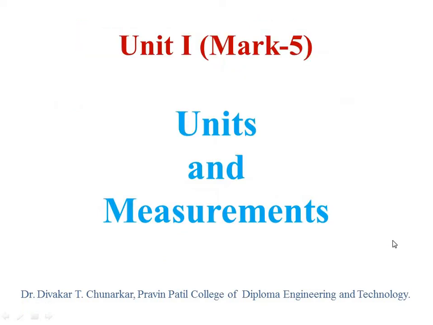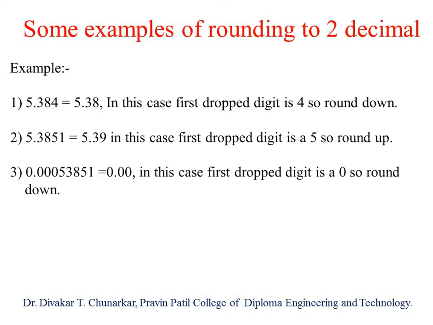Now, today I will explain some examples of rounding numbers to two decimal places. Number one, 5.384 equals 5.38. In this case, the first dropped digit is 4, so this number is rounded down.